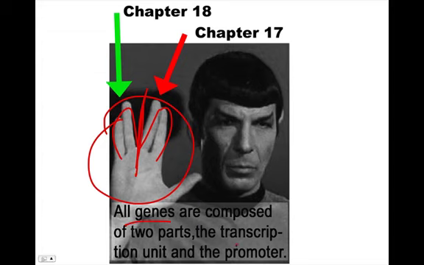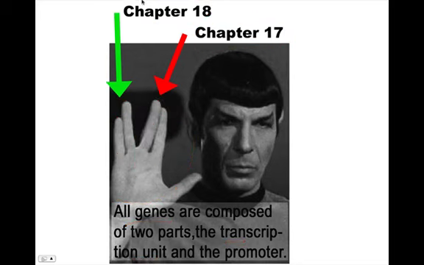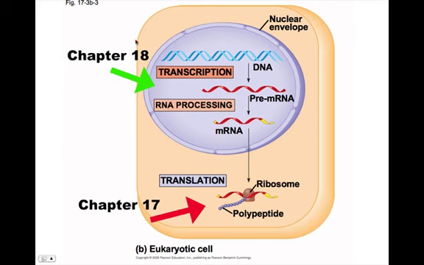Genes are composed of two parts, the transcription unit that's going to be dealt with in chapter 17 and the promoter that'll be dealt with in chapter 18. And here's a figure from chapter 17, shows a nice summary, and really here's the pathway of gene expression. So we've got the information in the DNA, it gets copied into RNA, and RNA that gets used by the ribosomes is called messenger RNA, one type of RNA. There are other types of RNA that get made from the DNA.